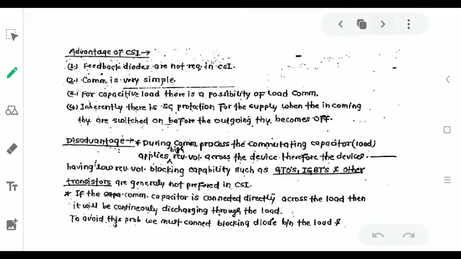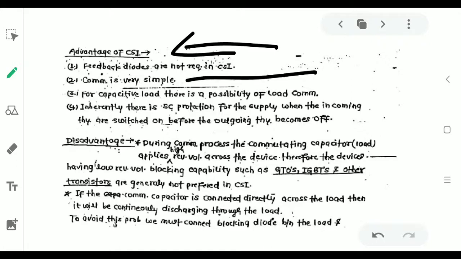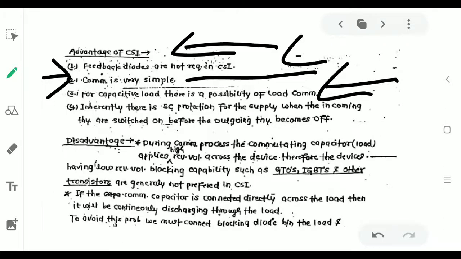Moving towards advantages of CSI. We have seen feedback diodes are not required in the CSI. The commutation process is very simple in comparison to VSI. Regarding load commutation, if the load is capacitive in nature, or the C is underdamped, then we can get load commutation.